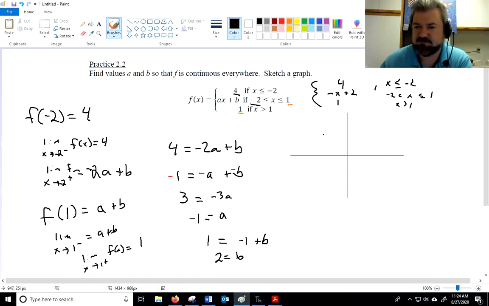All right, let's do this. So at negative 2, I'm going to be 4. So all the way up here at 4. And everywhere to the left of it is just a horizontal line.